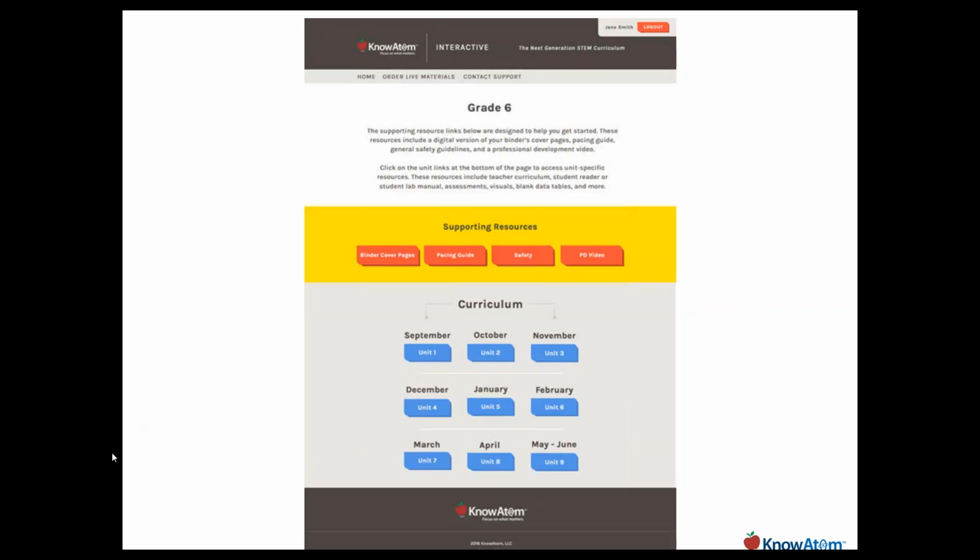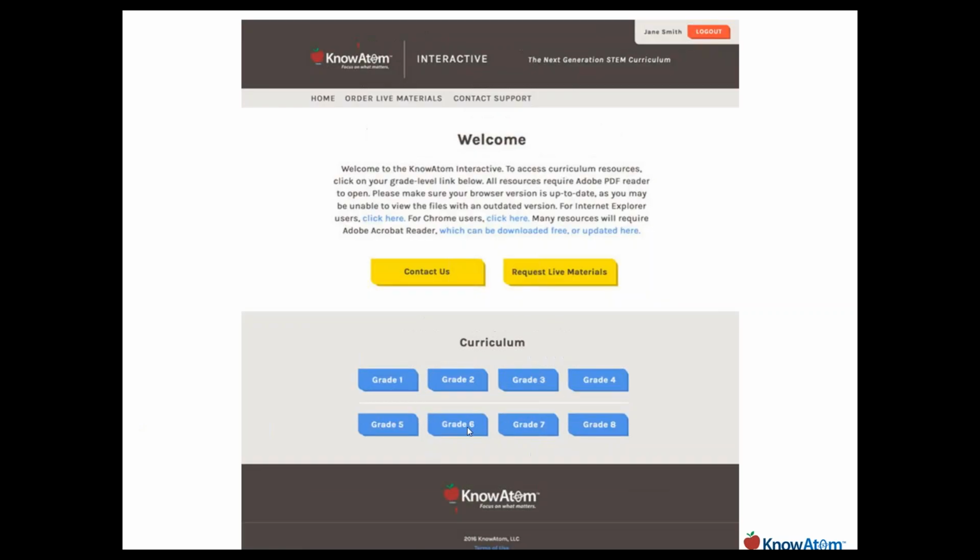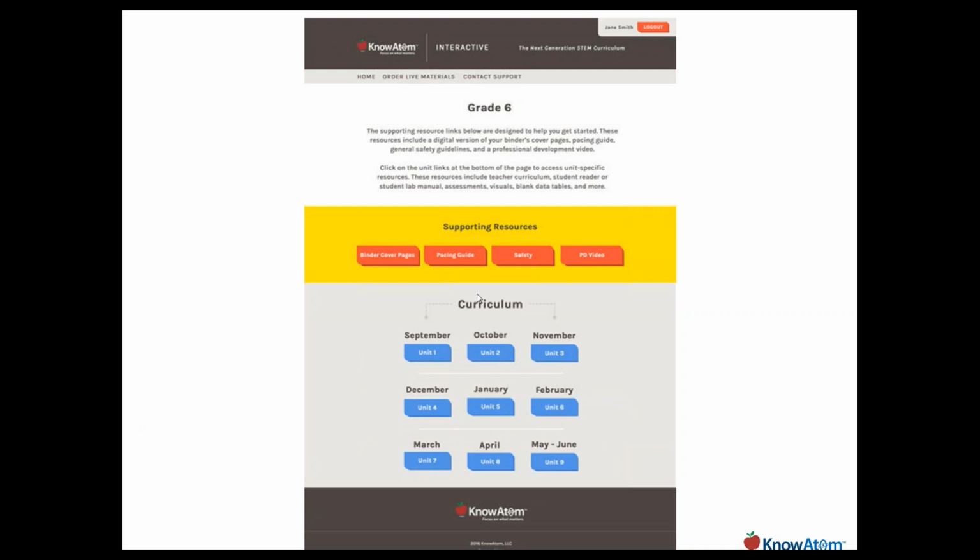Let's say you're a 6th grade teacher and that's what your district's using. Click on grade 6, and what you're going to see is something like this pop up. Cover pages are the cover pages from your binder. It's basically a little mini professional development that you can read, helps you understand how to parse units, the scope and sequences in there, all of that, pacing guide. You have the pacing guide broken out here, some safety stuff, PD video access right there, and then down below you have the units themselves.